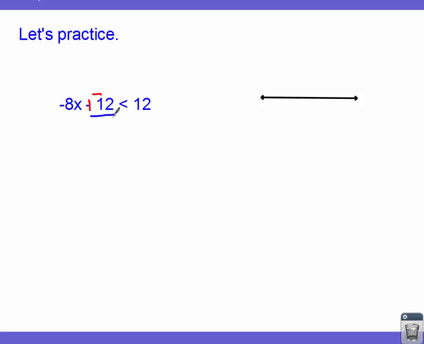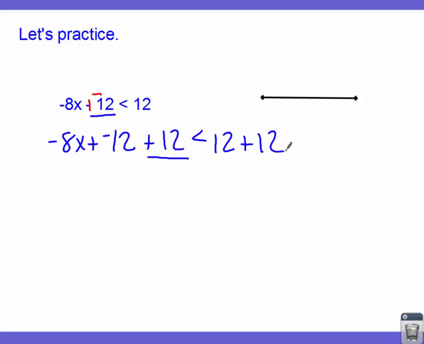So we get rid of this -12 first. So -8x plus -12, and to get rid of it, we add a +12, is less than 12 plus the new 12 that I added on that side, we add it to the other side as well. So we have to remember that we have to add the new thing to both sides. So the 12's go away and we're left with -8x is less than, and then 12 and 12 make 24.